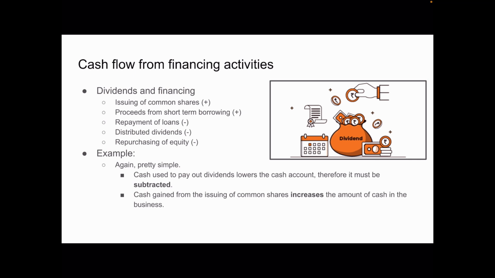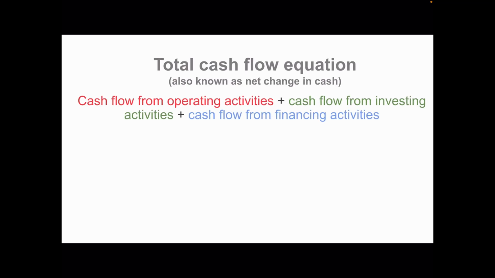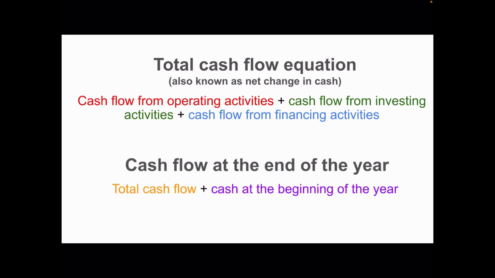If you, let's say, issued $50,000 worth of shares, then you are expected to have a positive gain in cash by $50,000. Lastly, I just want to go over the total cash flow equation. This just involves totaling the three categories and indicating how much cash was generated or lost by the business. This account is then added to the cash from the beginning of the year to get the cash flow at the end of the year, which should match the cash account found on the balance sheet.